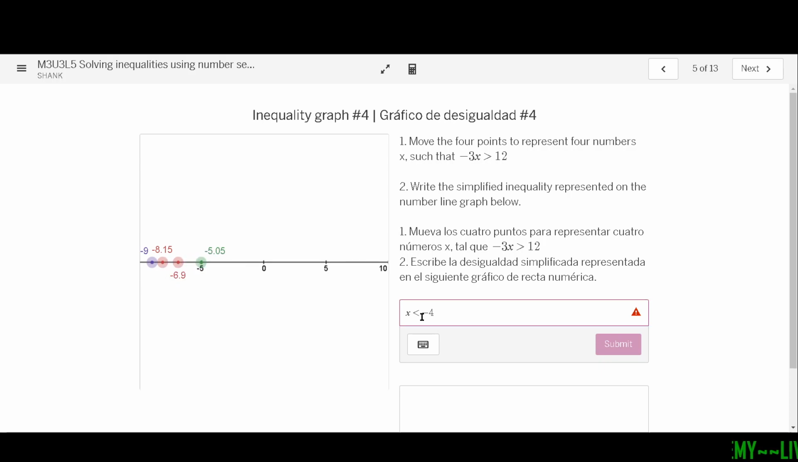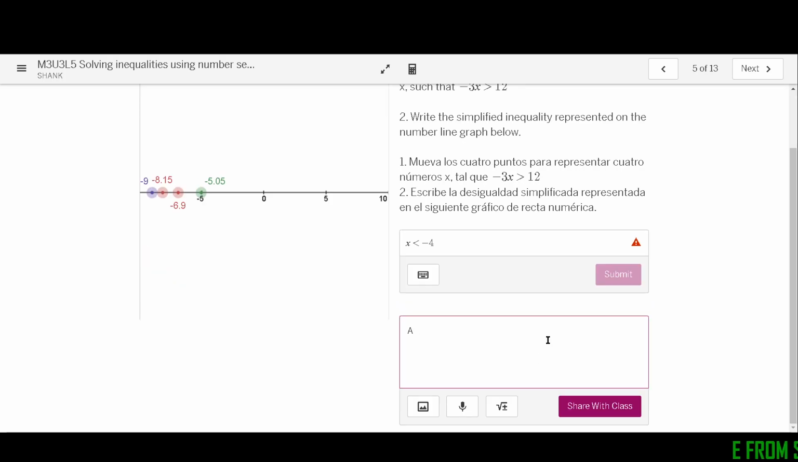Okay, and so let's say what we just wrote. We said when we multiply or divide both sides of an inequality by a negative number, we must change the direction of the inequality symbol.